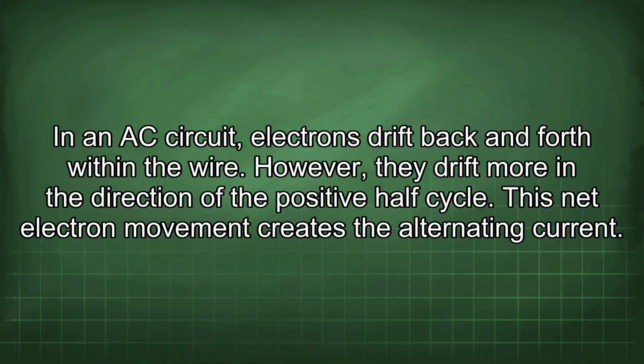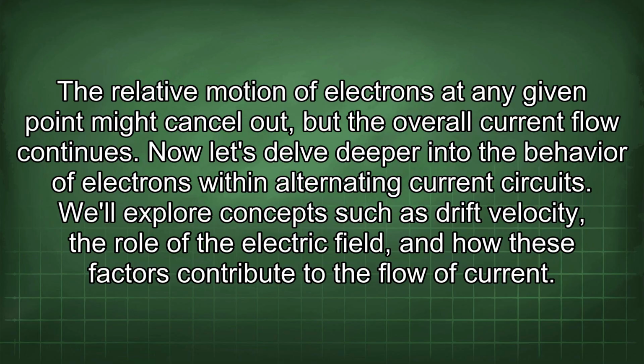In an AC circuit, electrons drift back and forth within the wire. However, they drift more in the direction of the positive half cycle. This net electron movement creates the alternating current. The relative motion of electrons at any given point might cancel out, but the overall current flow continues.